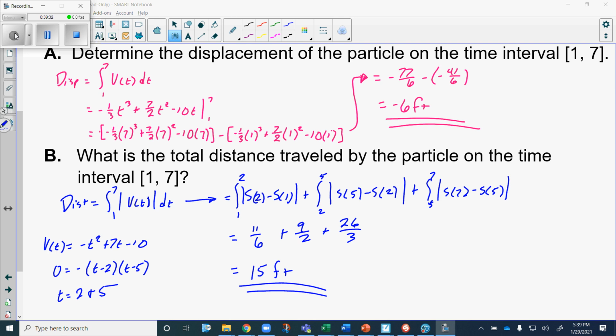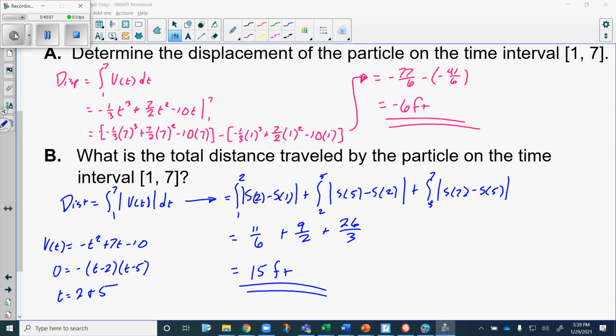Similar to what we saw in an earlier example, I'm going to find the critical numbers of the velocity function to be 2 and 5, so that we can break up the definite integral into separate parts where it's changing directions. So I have an interval from 1 to 2, from 2 to 5, and from 5 to 7. Over those intervals, the absolute values that I got were 11/6, 9/2, and 26/3. And when you add all of those up, I got a total distance of 15 feet.